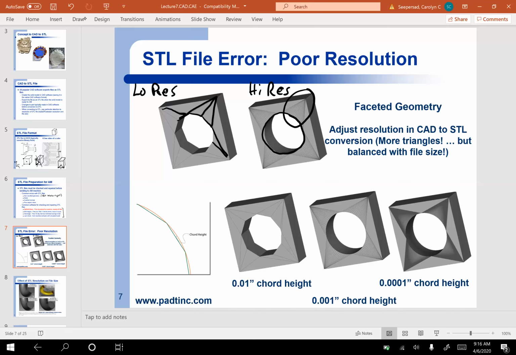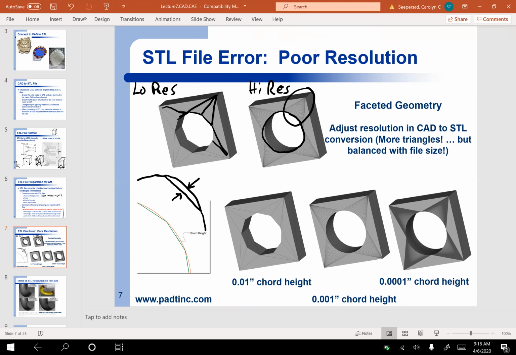What that really measures, if we zoom in on one of these areas here, is this: you've got a curved surface and you've got a straight line from a triangle that's representing it. The chord height here is just the difference, the maximum error between the curved surface that you intend to build and this triangle that's underneath it, that's approximating it. And so this is our chord height, or our error.